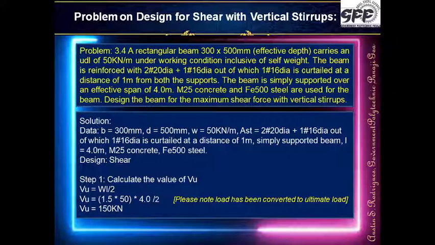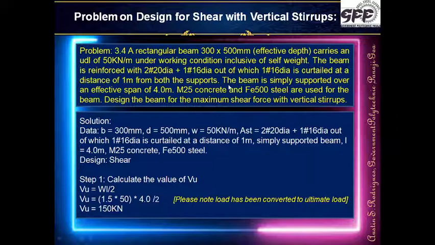So actually this reinforcement has been provided for bending, and it has been found that at a certain distance 1 bar of 16 is no longer required, no longer necessary. 2 bars of 20 themselves are enough. So 1 bar of 16 is cut off. That gives economy to the project. So at 1 meter from both the supports, the 16 mm bar is cut. So only 2 bars of 20 continue to the support.